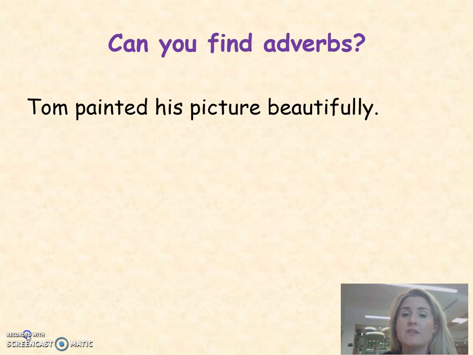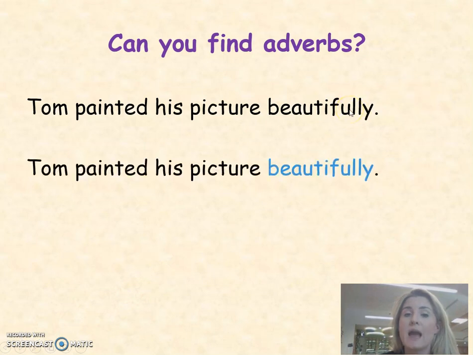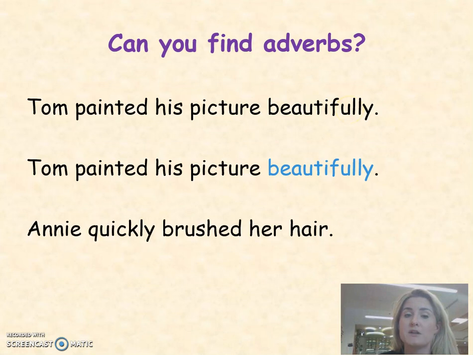Can you find the adverbs? So we've got a sentence here. Tom painted his picture beautifully. So straight away we need to find our verb, our action. In that sentence it's going to be painted. That's what Tom is doing. And our adverb, so our clue was words that end in ly. So we can see beautifully, ends in ly, and it's describing how Tom painted his picture.